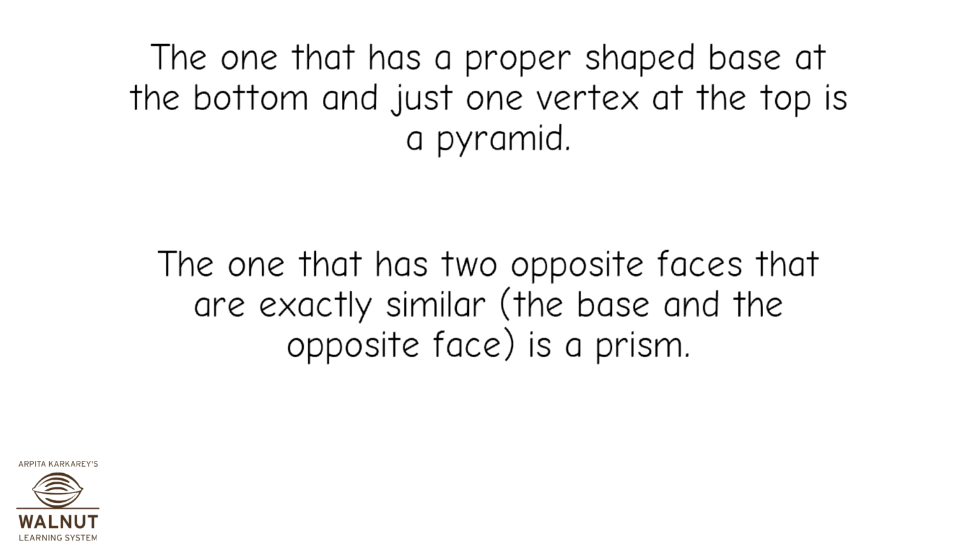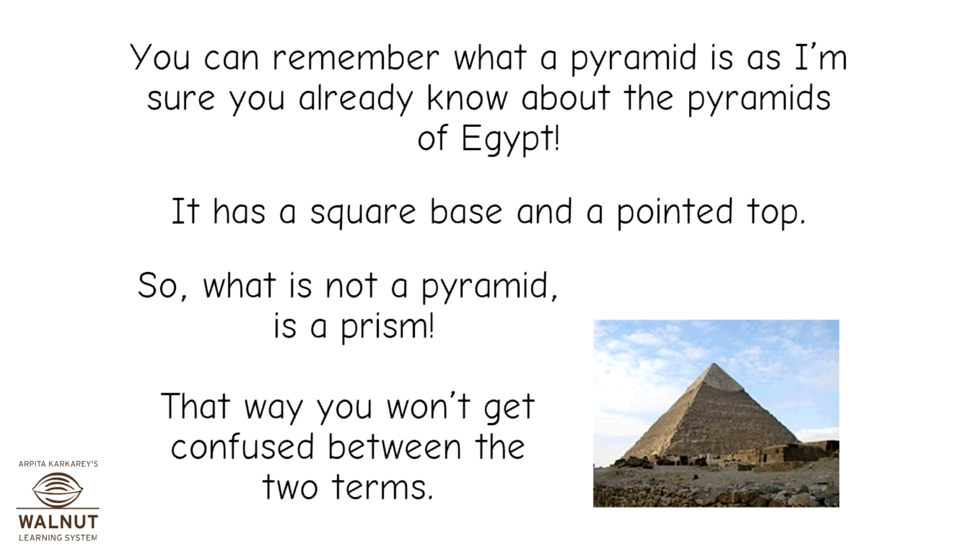The one that has a proper shaped base at the bottom and just one vertex at the top is a pyramid. The one that has two opposite faces that are exactly similar, the base and the opposite face, is a prism. You can remember what a pyramid is, as I'm sure you already know about the pyramids of Egypt. It has a square base and a pointed top. So, what is not a pyramid is a prism. That way, you won't get confused between the two terms.